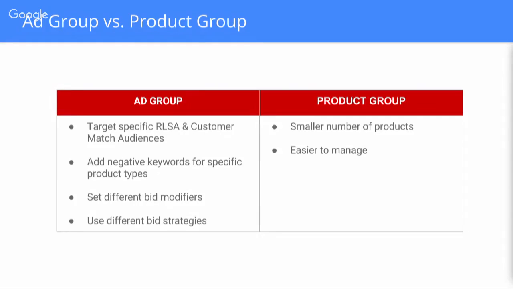Also note that you can target specific remarketing lists for search ads and customer match audiences at the ad group level. So just keep these kind of structural things in mind as you're building things out. Again, product group is grouping similar products together so that it's easier to optimize, it's easier to view reporting, and really grouping things together that perform similarly.